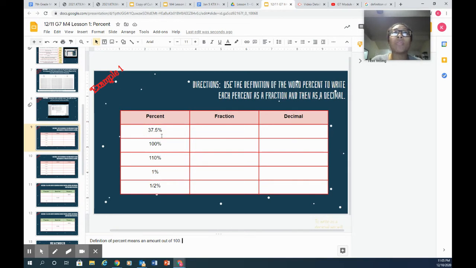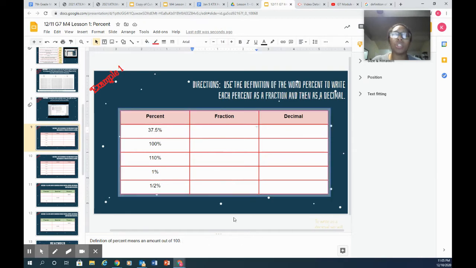We've got 37.5%. That means that if we're writing this as a fraction, we have 37.5 out of 100. So we actually write this as 37.5 over 100. So it becomes a fraction where our numerator is 37.5 and our denominator is 100.